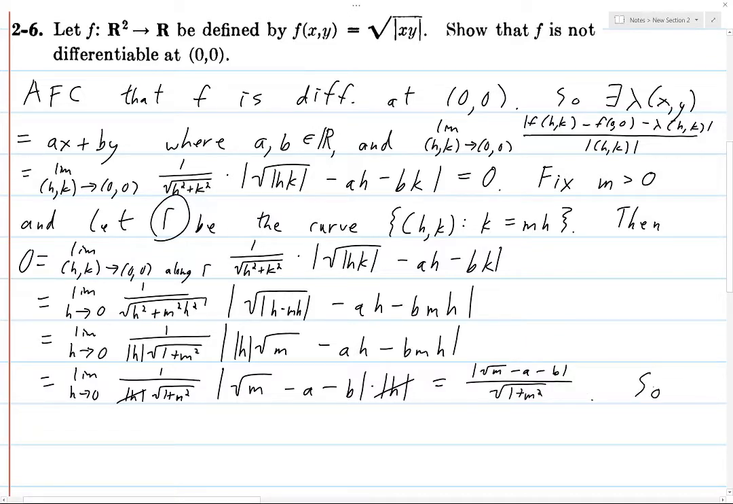So what does this mean? If 0 equals this thing, and this thing in the denominator is going to be positive, because m is positive, so 1 plus m squared is positive, so the square root of that is positive. And so for this thing to be 0, the numerator needs to be 0. So 0 equals the absolute value of square root of m minus a minus b.